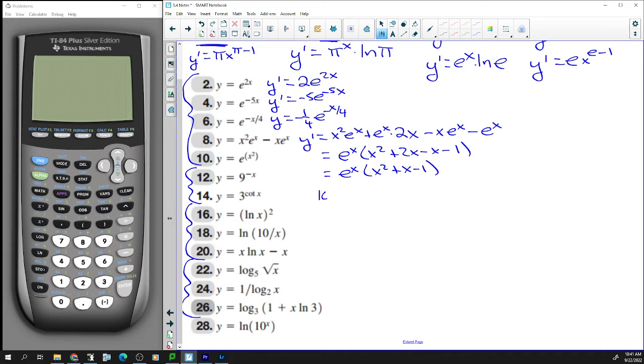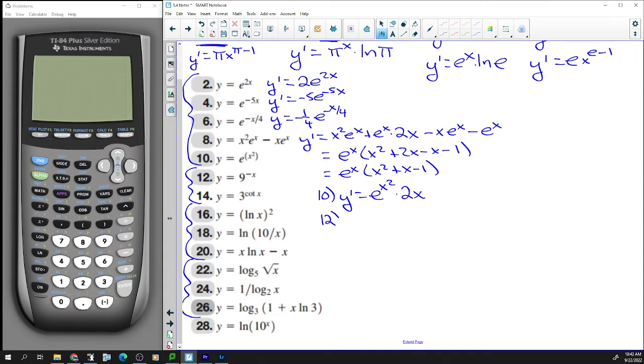And then 10 is e to the x squared. We like e because you write the same thing, and then you just have to worry about the chain rule. So then times 2x. So that's e to the x.